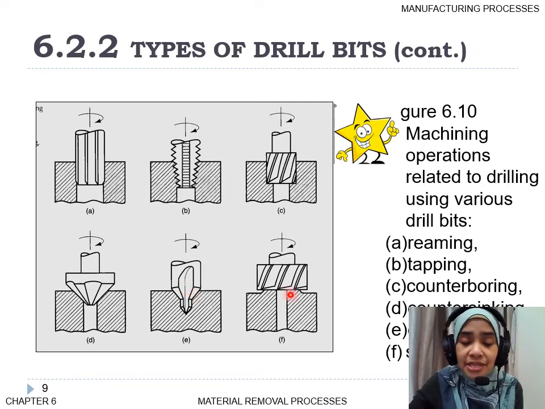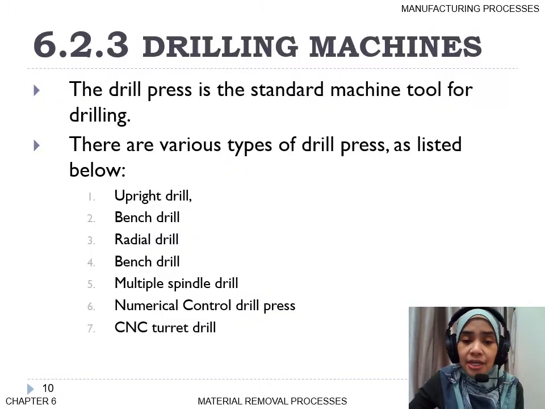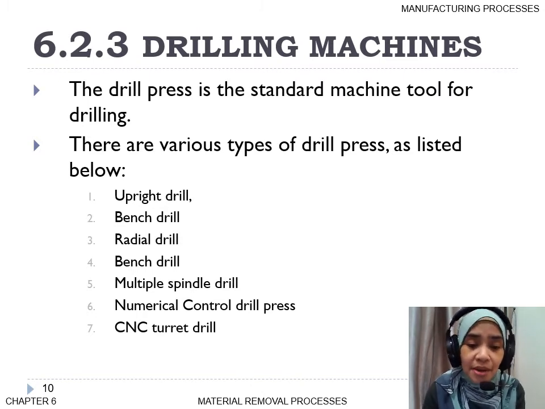And spot facing, because we want to get a flat head in a localized area. Okay, so in order to carry out all those functions, all those operations, we need the machines. There are several machines provided: upright drill, bench drill, radial drill, multiple spindle drill, NC drill press and CNC.